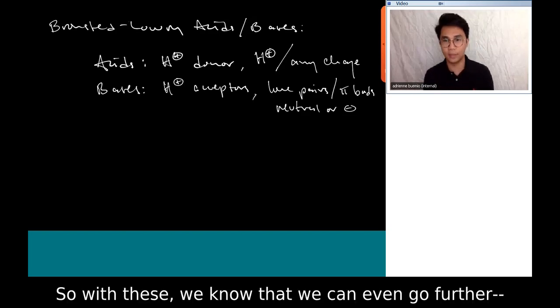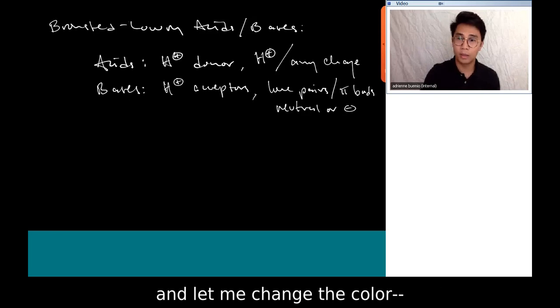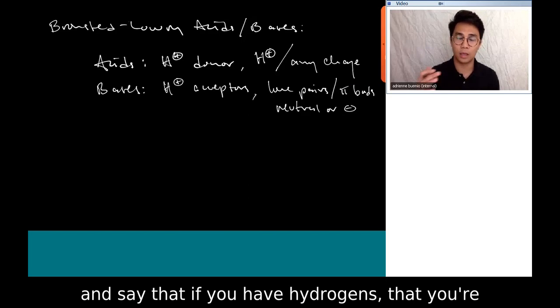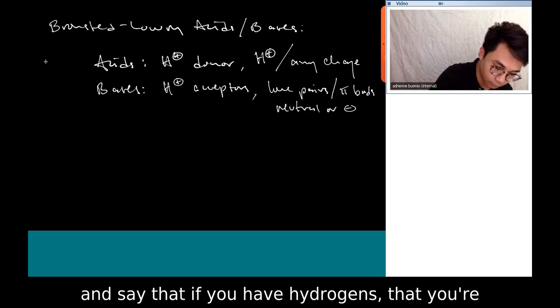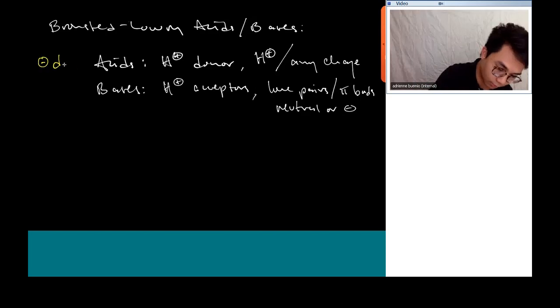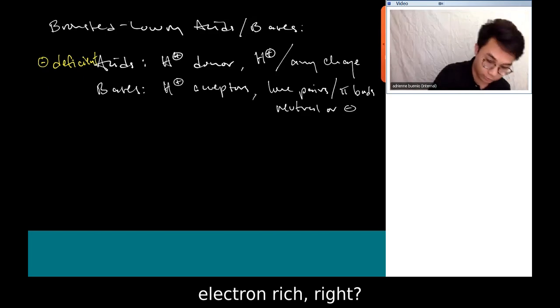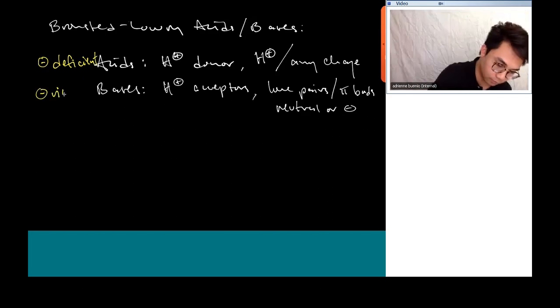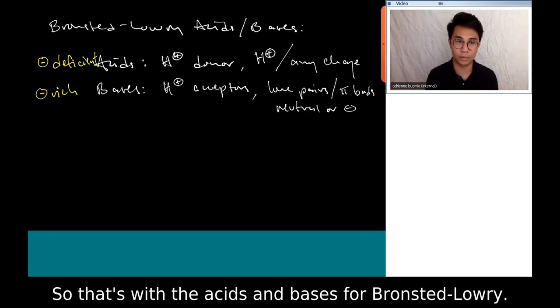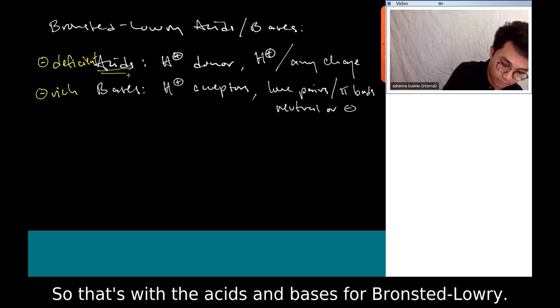With these, we can even go further, and let me change the color and say that if you have hydrogens, you're electron deficient. And if you have lone pairs and pi bonds, then obviously electron rich. So that's the acids and bases for Bronsted-Lowry.